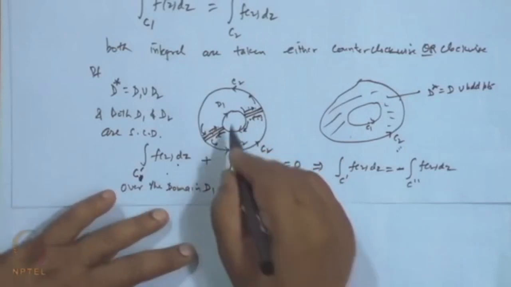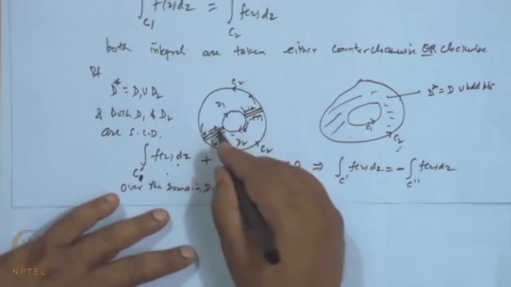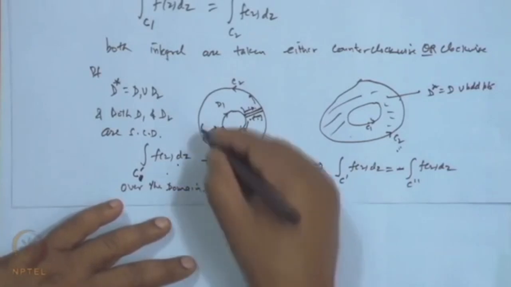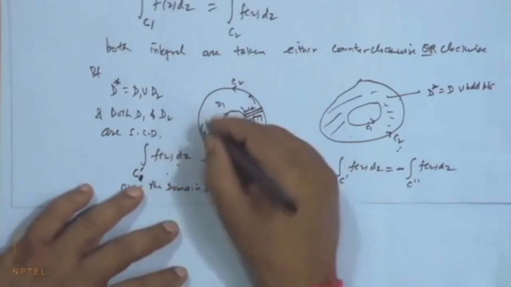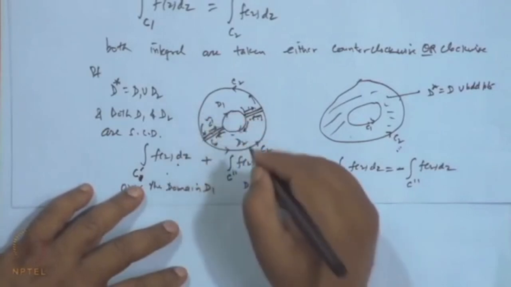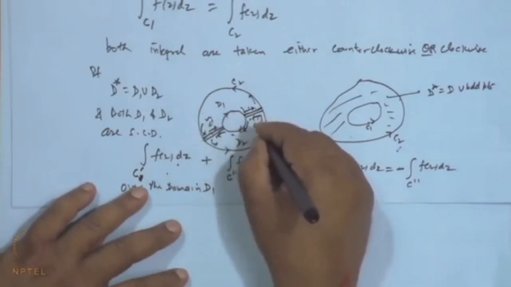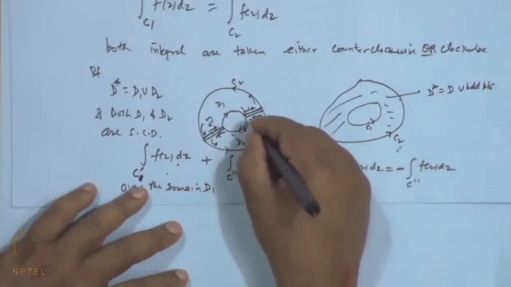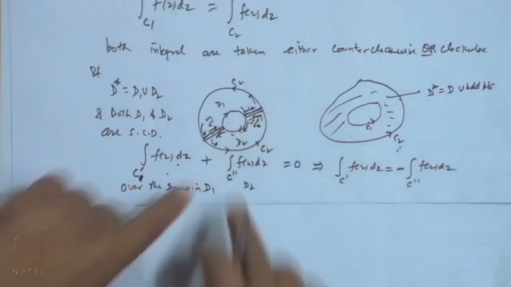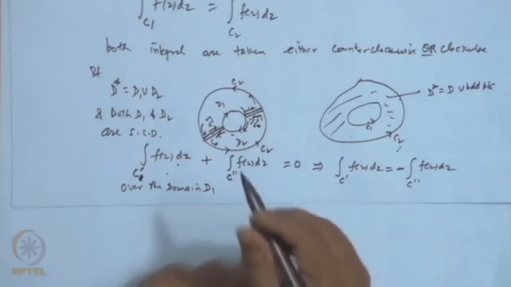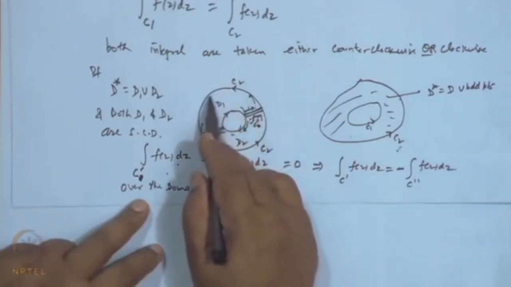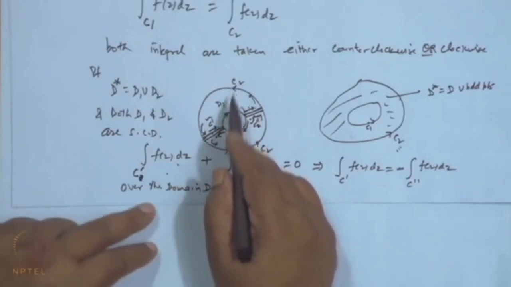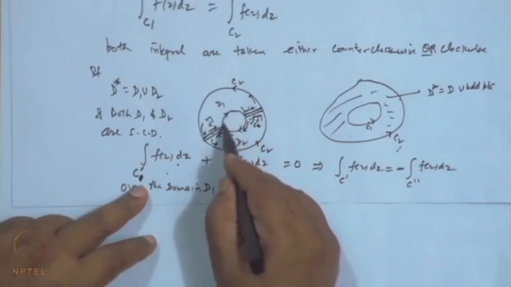It will be 0. So, we do not have a value either added or subtracted over the arcs, C1 which we call C dash, and here C2 which is C double dash. Now, C dash is this curve where the direction is taken in this way, that is, the direction is opposite to the direction which we took earlier.